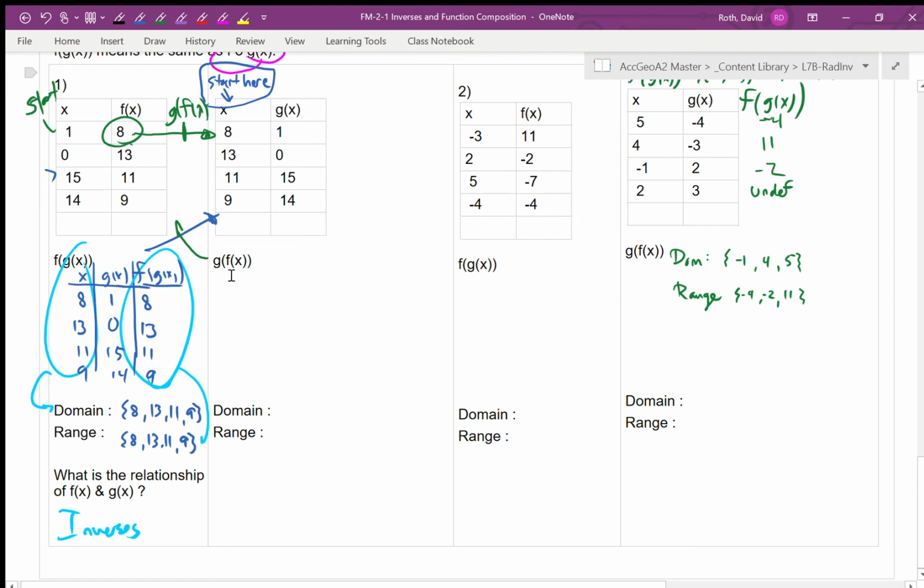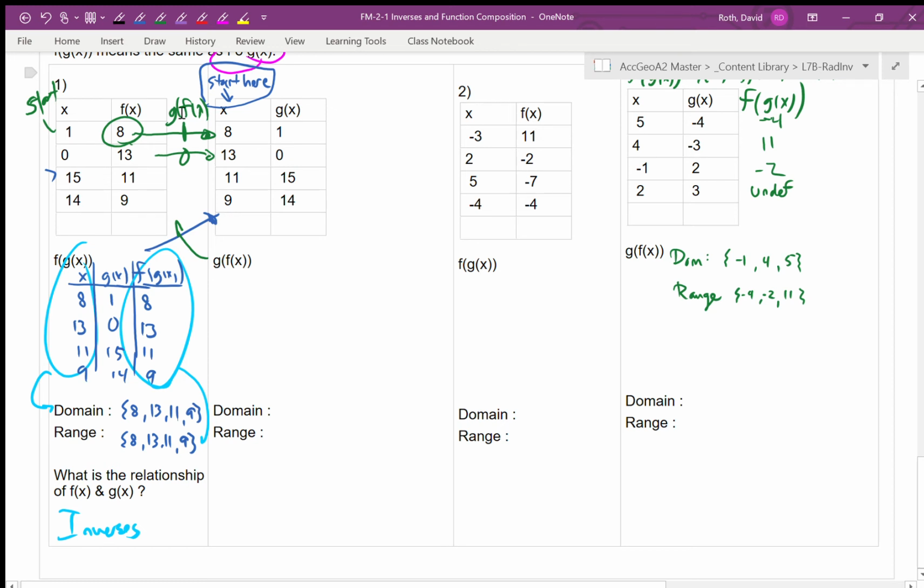I take an f of x. Again, I'm doing g of f of x here. And I take a 0, plug it in for f of x. I get a 13 out. Does 13 have a defined input over here? Indeed, it does. And then I get a 0 coming out, which is this 0 right here. So every one of the outputs from f of x has a defined input in g of x, and the output of g of x is exactly the same as what the original input was.